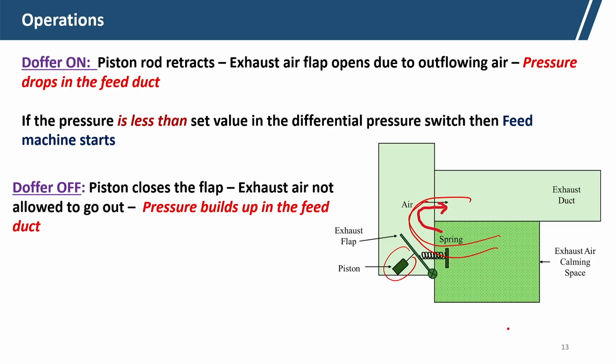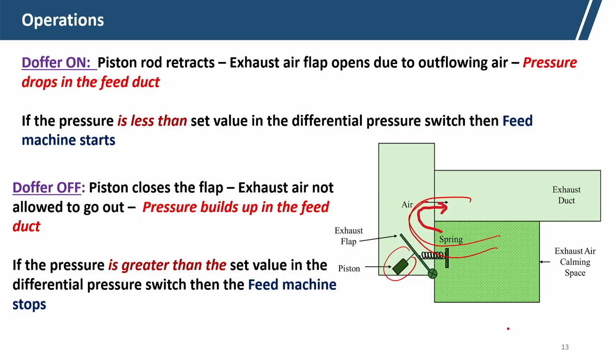So that is all about the flock feeding system and how to control the system. If the pressure is greater than the set value in the differential pressure switch, then the feeding machine stops. So that is the system, switching on and off.